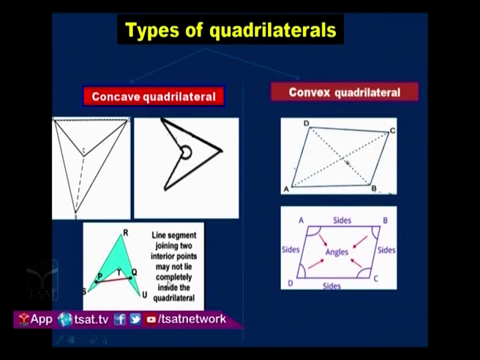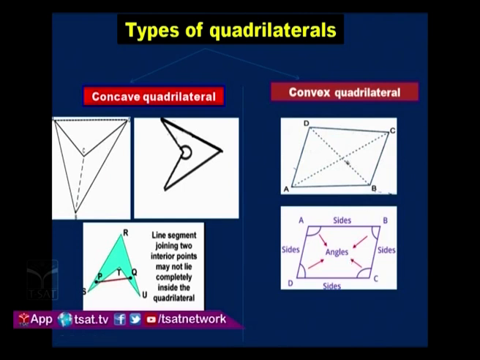The last difference is, in a concave quadrilateral, if you choose any two points, let us choose P and Q as two points in the interior of this quadrilateral, and I join the line segment PQ, is PQ completely lying in the interior of the quadrilateral, children? No. So, the line segment may not lie completely in the interior of the quadrilateral. In a convex quadrilateral, if you choose any two points in the interior and join the line segment, it always lies completely in the interior of the quadrilateral.